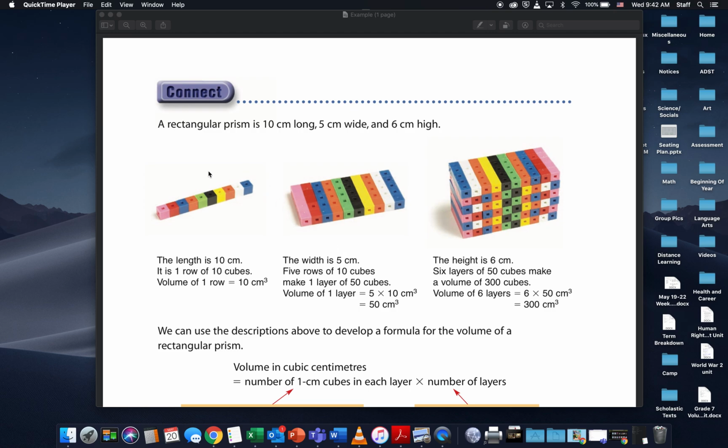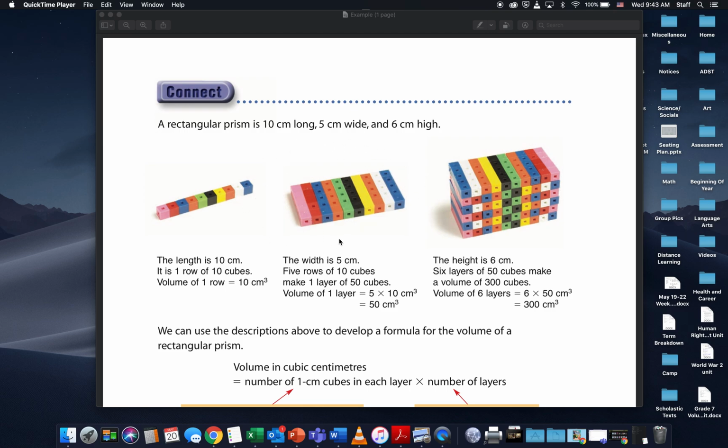So what this basically means, it's 10 centimeters long, so it has 10 centimeter cubes in length. It's 5 centimeters wide, so it's 10 centimeters by 5 centimeters wide. So the bottom of the box is this area here, and the bottom of the box has an area of 5 by 10, so it has an area of 50 centimeters squared. So that bottom is 50 centimeters squared.